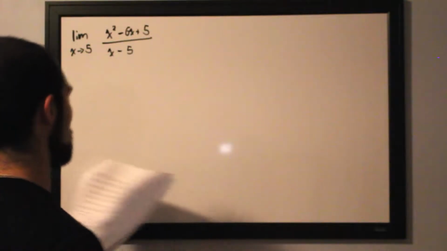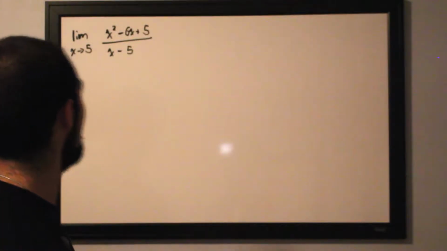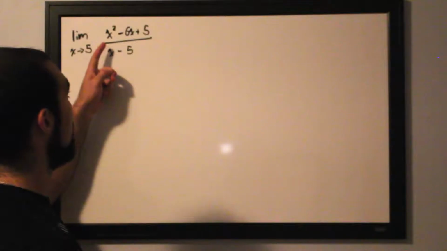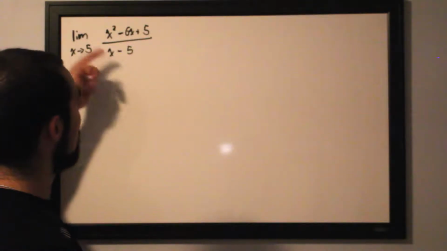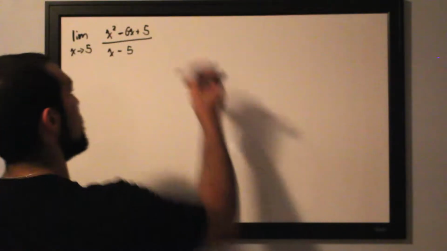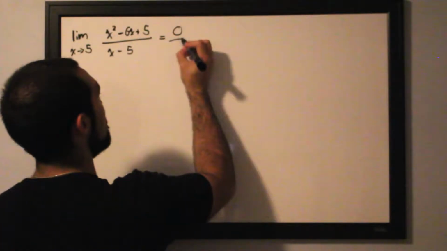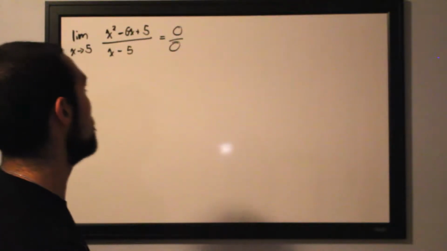Now before we try any manipulations, let's try plugging in 5 to see if this works out. If we were to plug in 5 in the numerator, we would get 5 squared, which is 25, minus 6 times 5, which is 30, plus 5. So 25 minus 30 plus 5, all of that adds up to 0. So we have 0 in the numerator, and then 5 minus 5 in the denominator. 0 over 0, indeterminate form, we're good to go. We can start our manipulations.